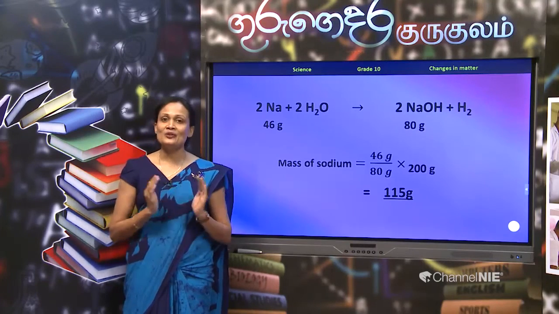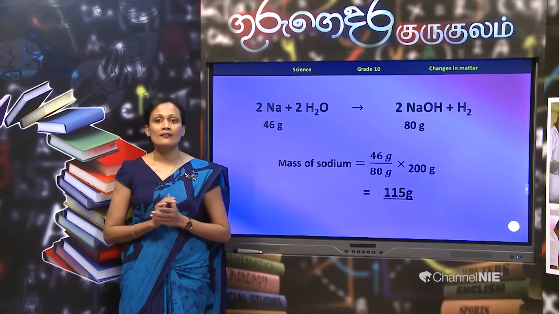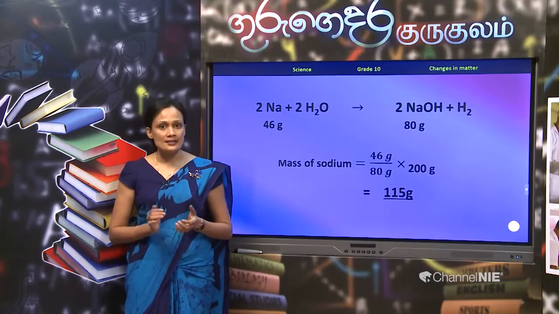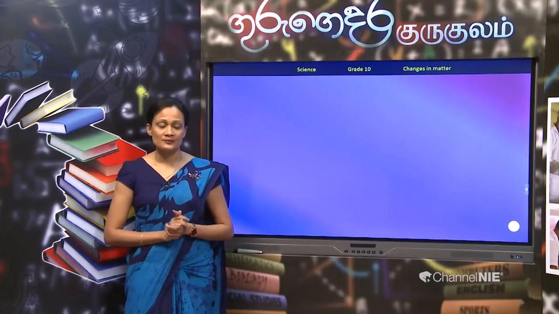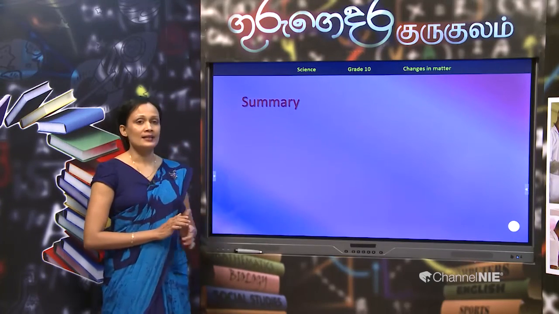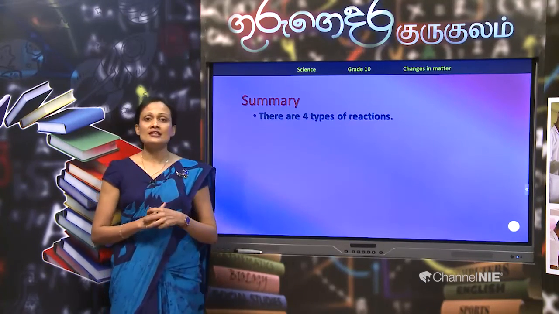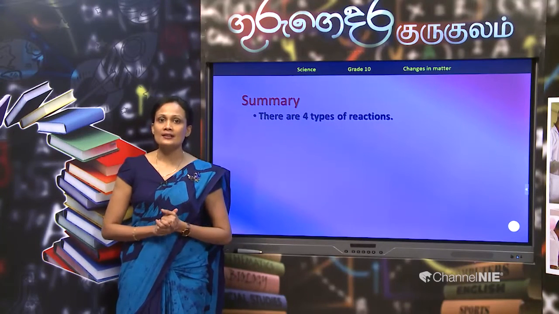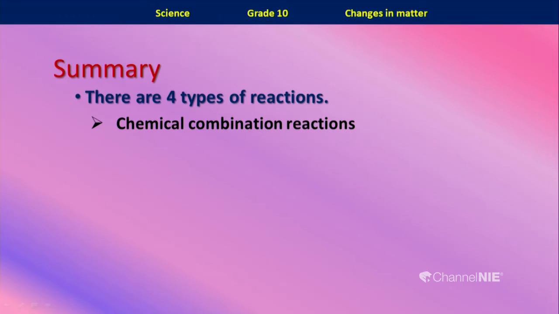In this manner, you can find some information relevant to chemical reactions. So I think it is clear to you. This is the end of today's lesson. So I am going to summarize the things that we learned today. First we discussed the different types of chemical changes, such as chemical combination reactions, forming a single product by combining two or more reactants.